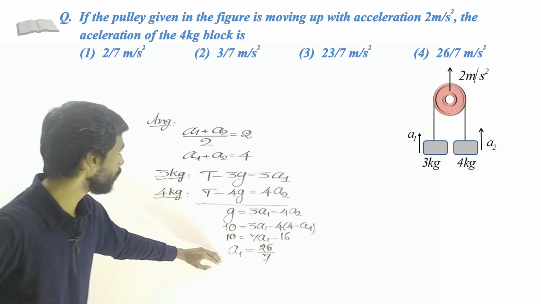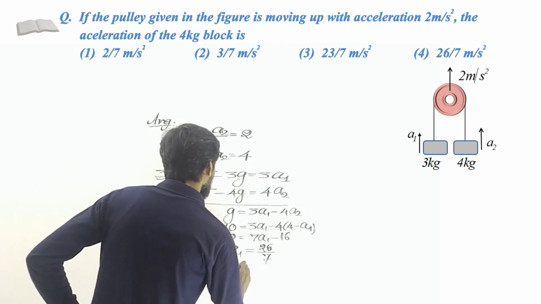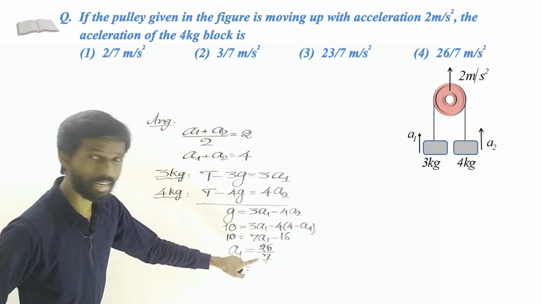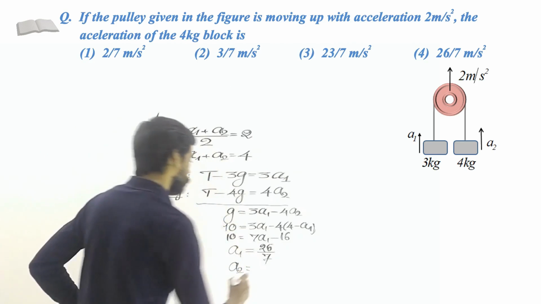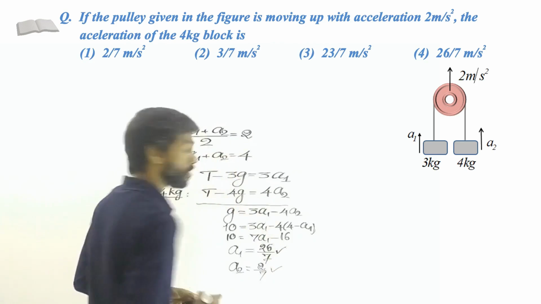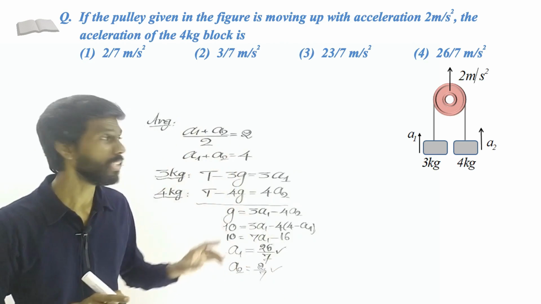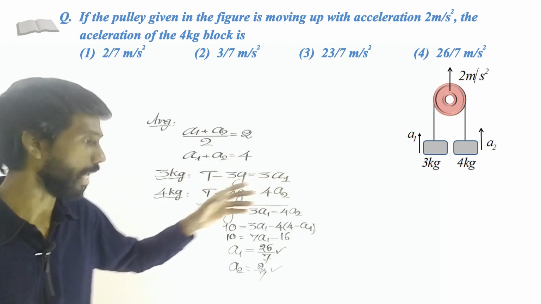Okay, done. Now similarly you can find A2 by substituting 4 minus A1, right? What is this? 4 minus 26/7, that means 28 minus 26, so that is 2 divided by 7. So these are the accelerations of these two blocks. But see, these two accelerations are positive. That means the directions we had assumed are correct.